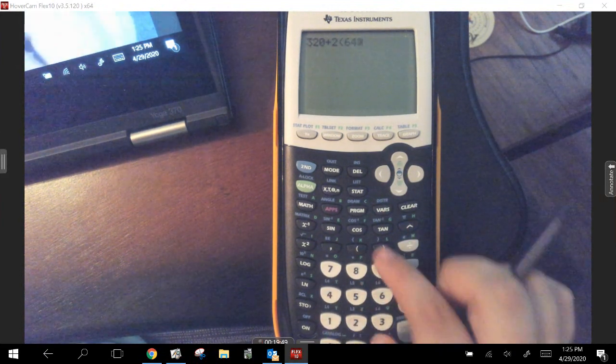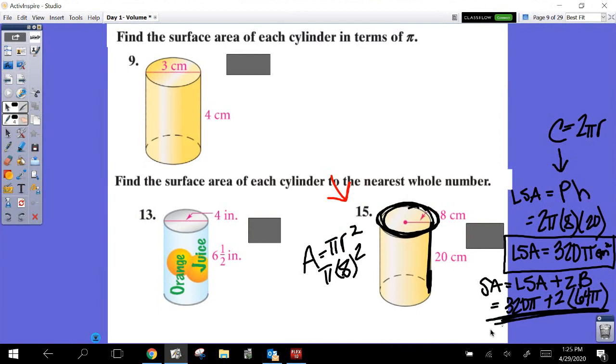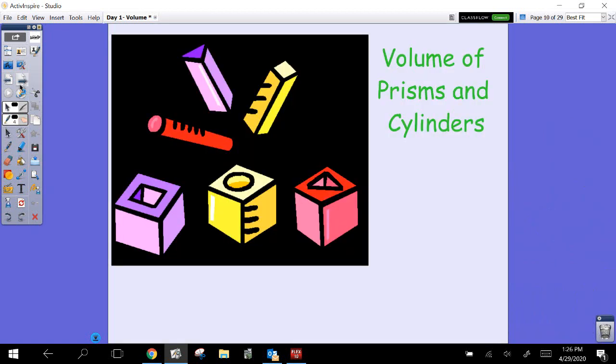So it's going to be 320 plus 2 times 64. So that's going to give me 448. And I can do that because they both have pi. If they both didn't have pi, then I wouldn't have been able to do that. But since they both have pi, I'm good. Okay. All right, now we're going to talk about volume.